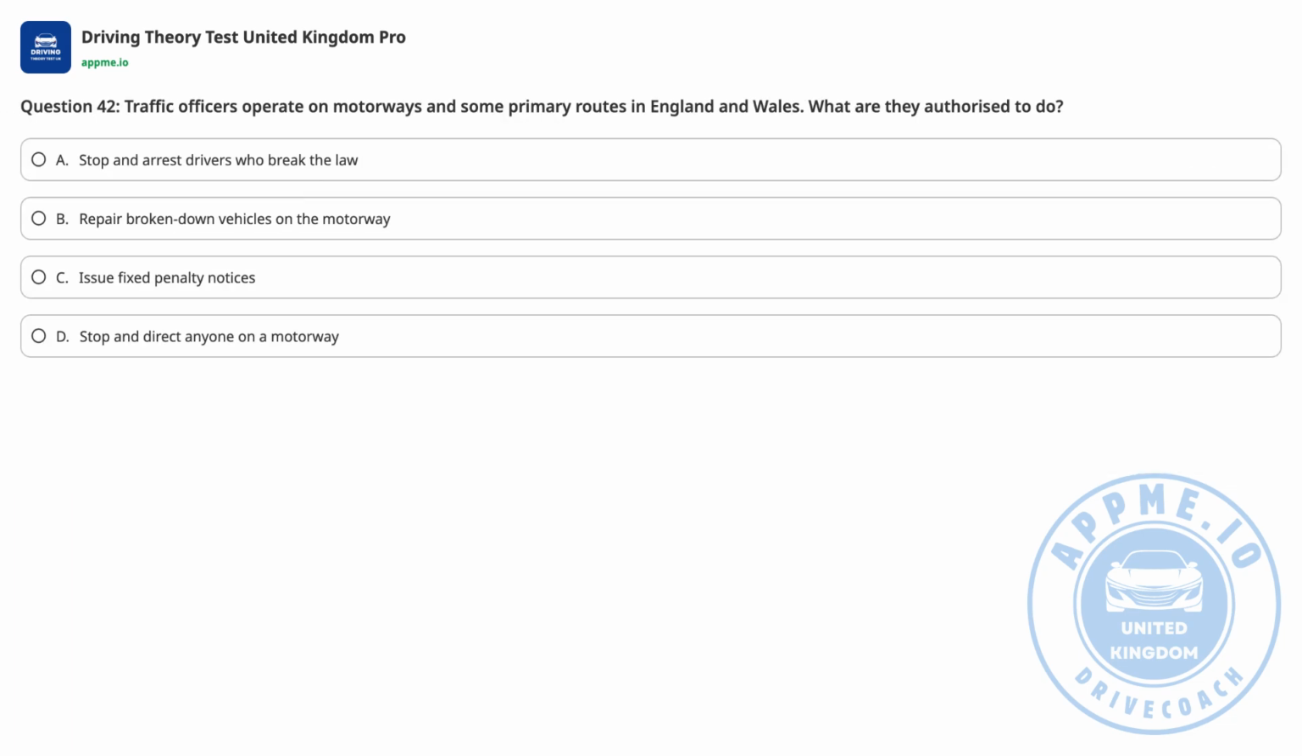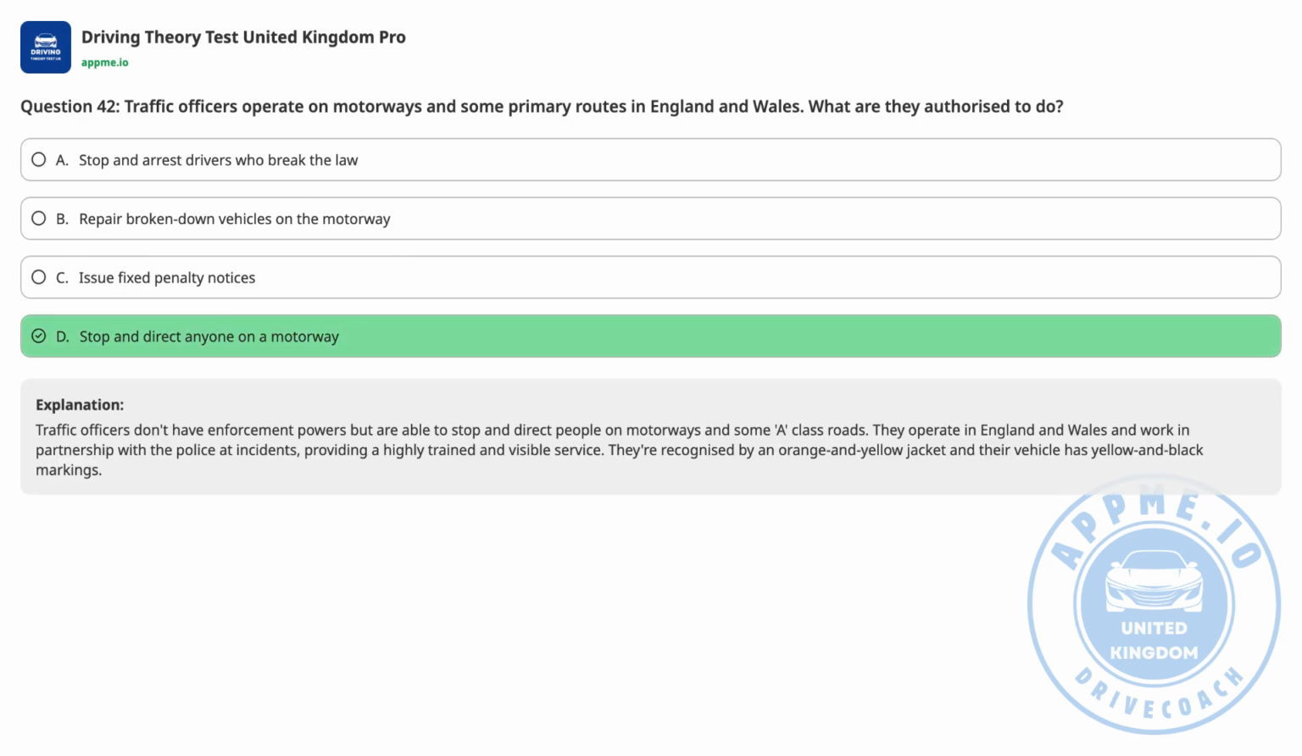Question 42. Traffic officers operate on motorways and some primary routes in England and Wales. What are they authorized to do? A. Stop and arrest drivers who break the law. B. Repair broken down vehicles on the motorway. C. Issue fixed penalty notices. D. Stop and direct anyone on a motorway. The correct answer is D.